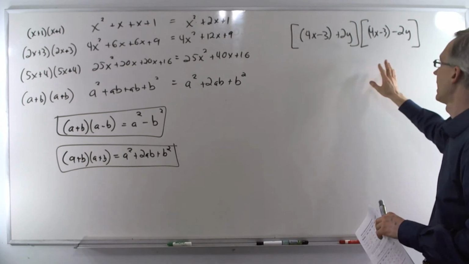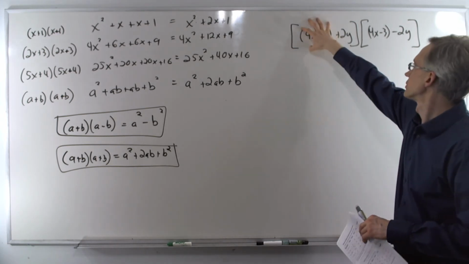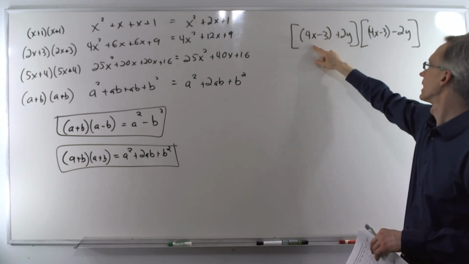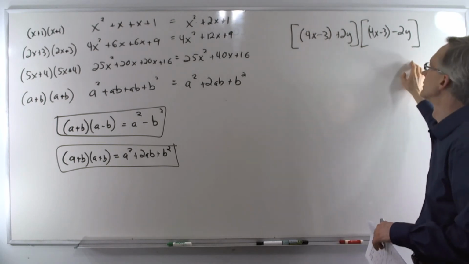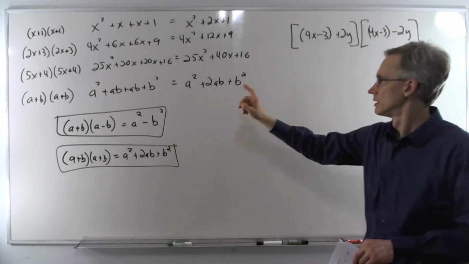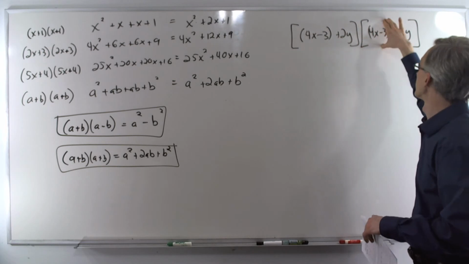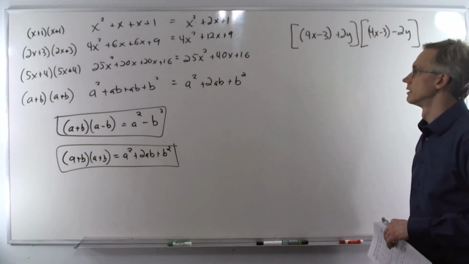Now, if you look at the pattern here, consider this just to be one thing. Pretend this is just an x. Then we got x plus 2y and x minus 2y. Well, that's the difference of squares pattern. But instead of just x, we have 4x minus 3. So I'll have to take that into account.